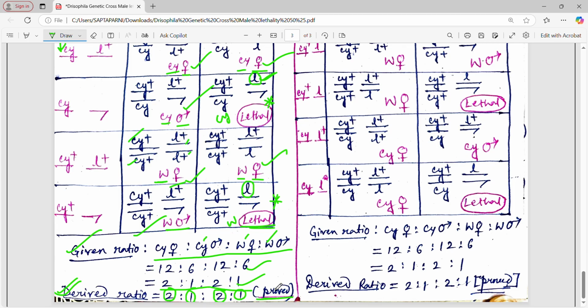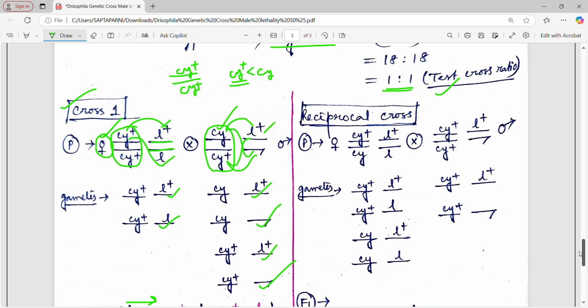Okay, got it? Now, another cross can also be formed, which is known as the reciprocal cross in case of test cross, where we will take the other parent as the homozygous recessive. See here, we have taken the female or mother as the homozygous recessive. But here in the reciprocal cross we are taking the father as Cy plus, or homozygous recessive, with the L plus allele on its X chromosome and Y chromosome. Whereas we know that in case of test cross, if one parent is homozygous recessive, the other should be heterozygote.